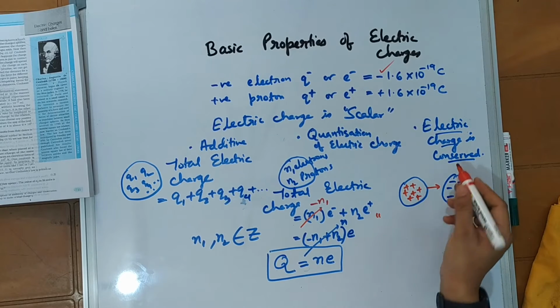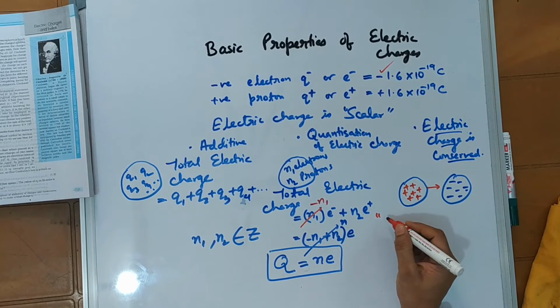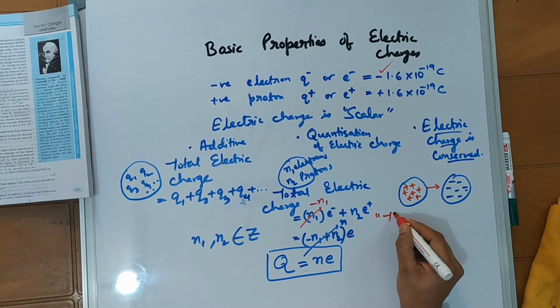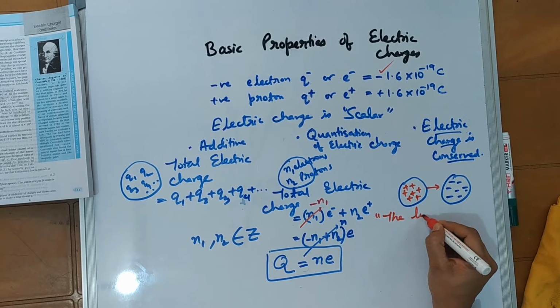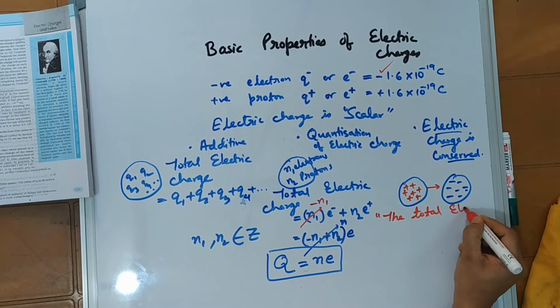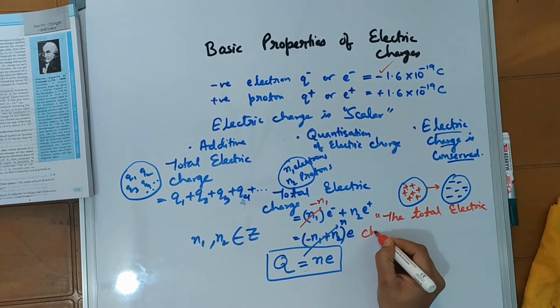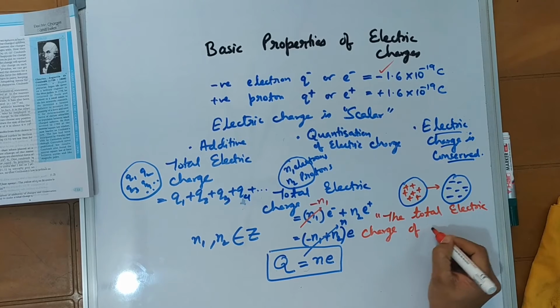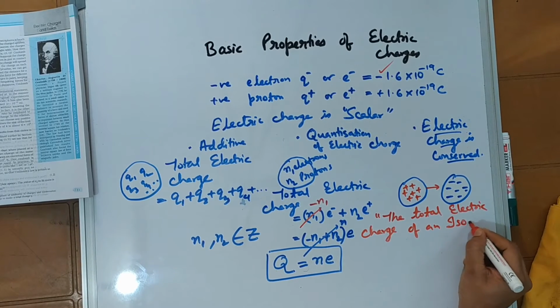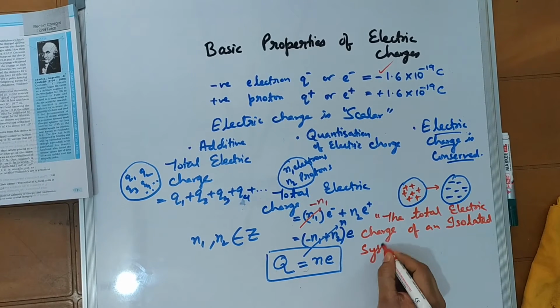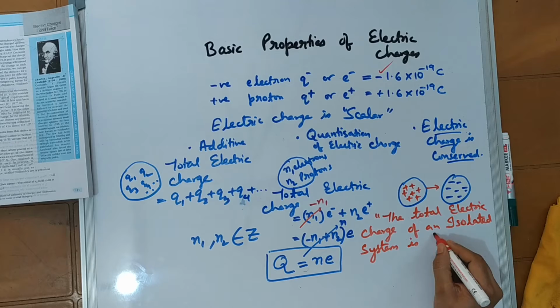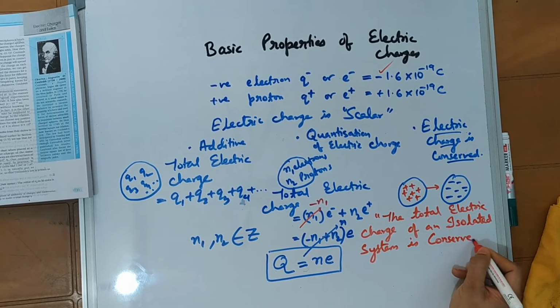So the law of conservation of electric charge can be stated as: the total electric charge of an isolated system is conserved. So these are the properties of electric charges.